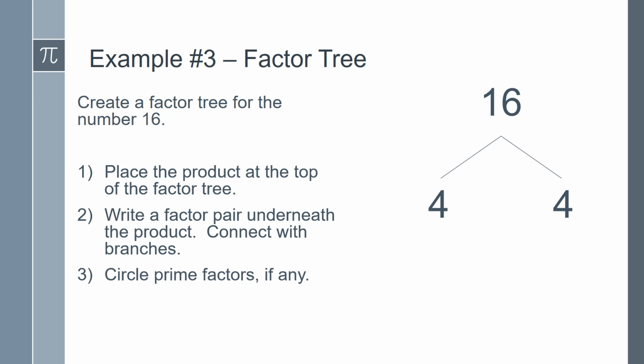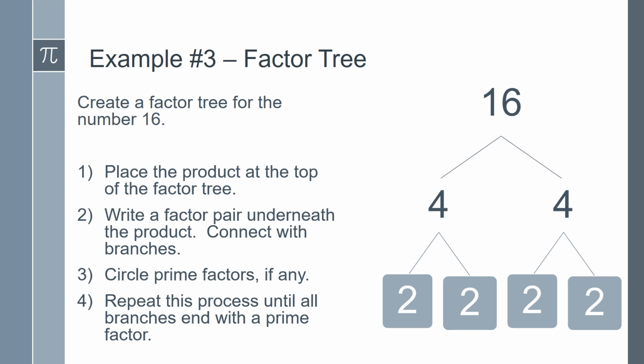Step 3. Circle prime factors if any. 4 is not a prime number, so you'll notice that I didn't circle it. Step 4. Repeat this process until all branches end with a prime factor. The factor pair for 4 is 2 times 2, and since I have two 4's, I have 2 sets of this factor pair. 2 is a prime number, so I circled it, and now all of the branches end with a prime number, so we're done.